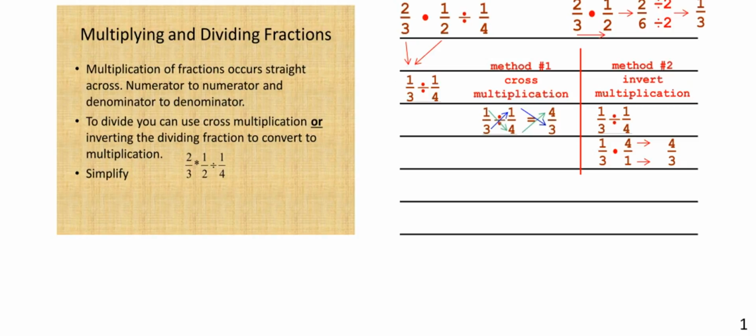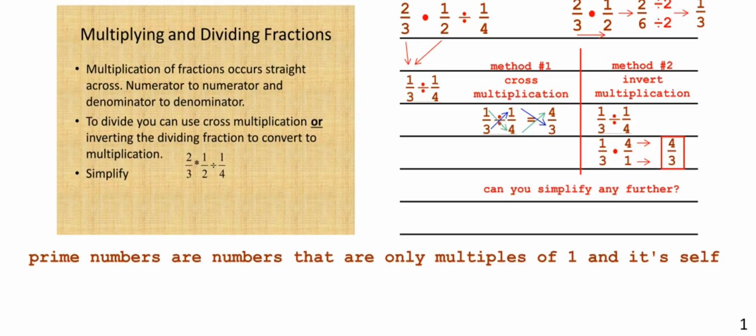4 divided by 3 or 4/3. Notice if we try dividing 4 divided by 3, we're going to get a decimal value, 1.333. But we don't want to simplify in this case. We want the exact value of 4/3. There's our answer. Well, let's see. Can you simplify any further? In order to see if we can simplify any further, this brings us into prime numbers, which are numbers that are only multiples of 1 and itself.